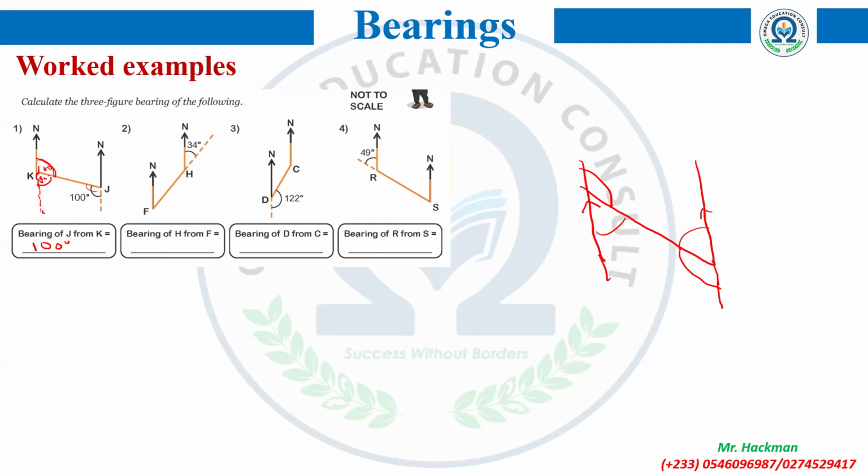So always, alternate angles will be formed. So look out for the alternate angles and how easily you can find them. Okay, so now that will be it for the first one.